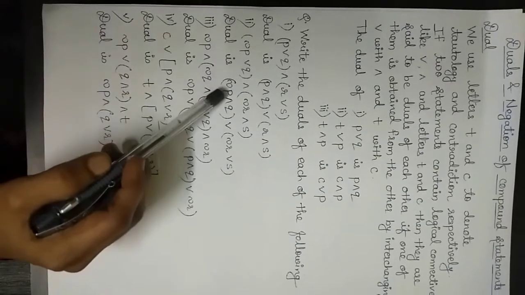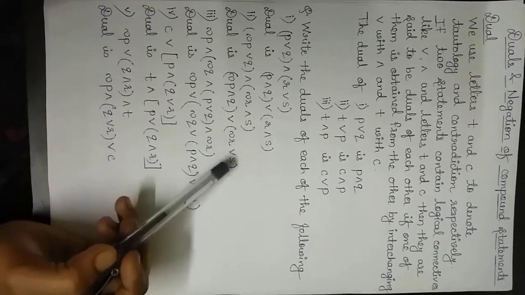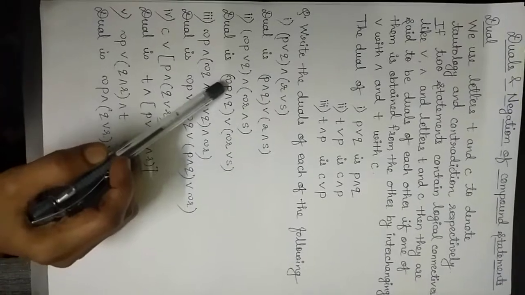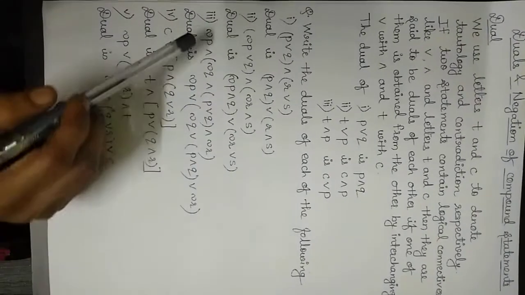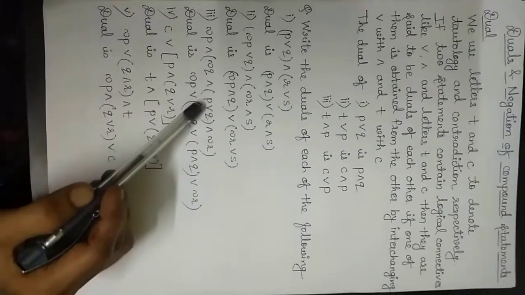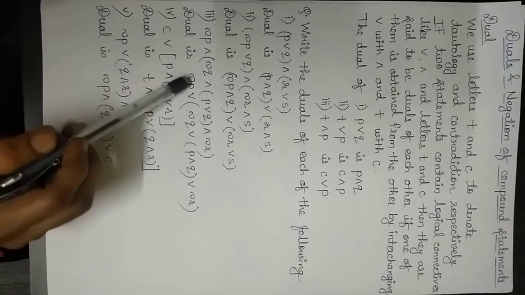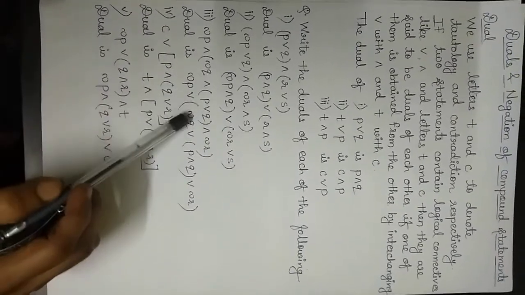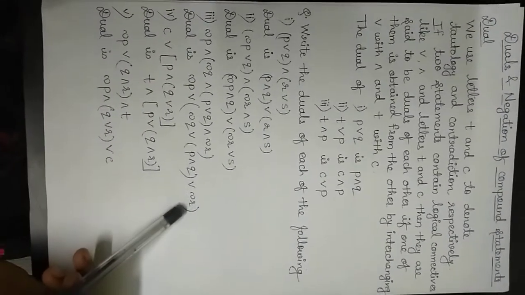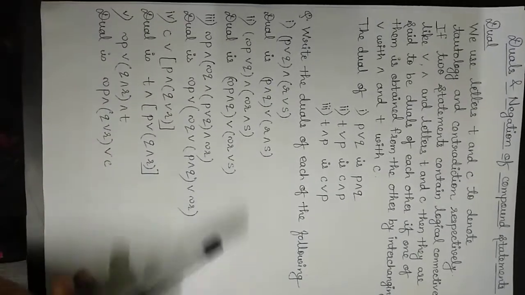Second, negation of P or Q and negation of R and S. Dual will be negation of P and Q or negation of R or S. As I earlier told you, if the negation sign is present, then that sign we will keep as it is. Third one, negation of P and negation of Q and P or Q and negation of R. So dual will be negation of P or negation of Q or P and Q or negation of R. Everywhere we will replace and by or and or by and.